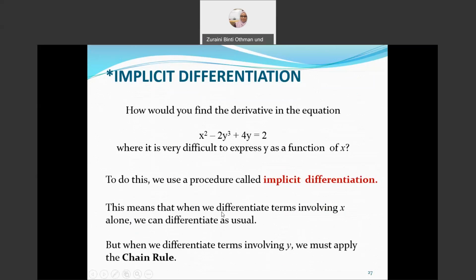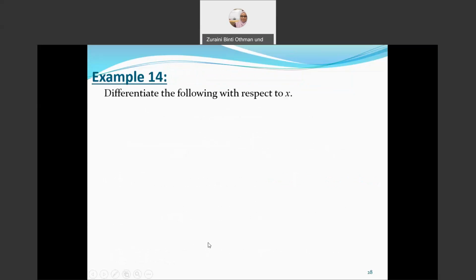This means that when we differentiate a term involving x alone, we can differentiate it as usual, like last week, when all the equations had only one variable. But now, when we differentiate a term involving y, we must apply the chain rule. Okay, what does it mean? For example, 14, differentiate the following with respect to x.